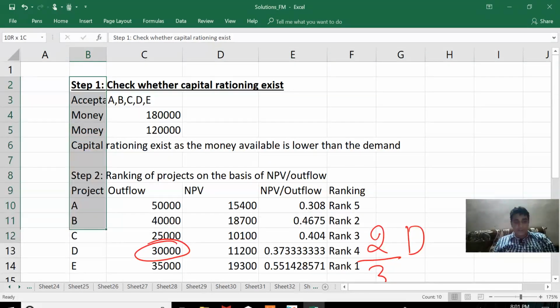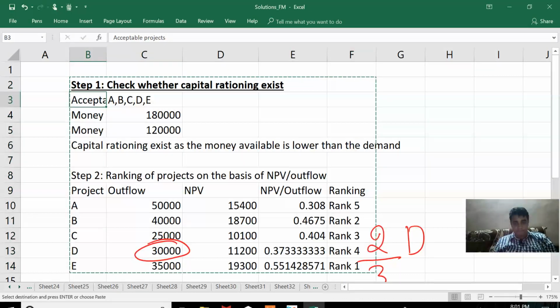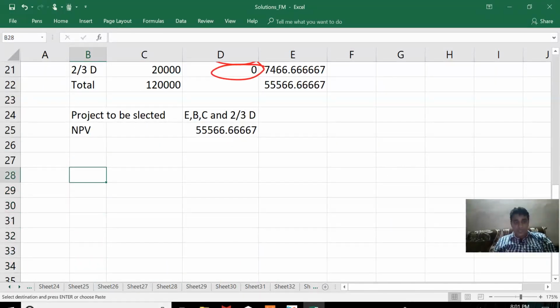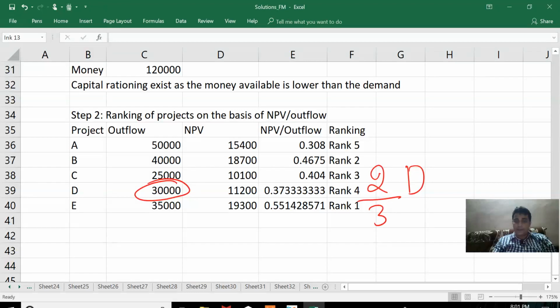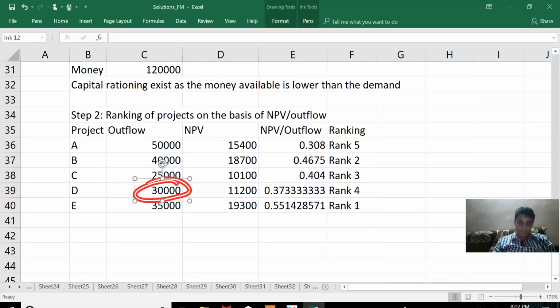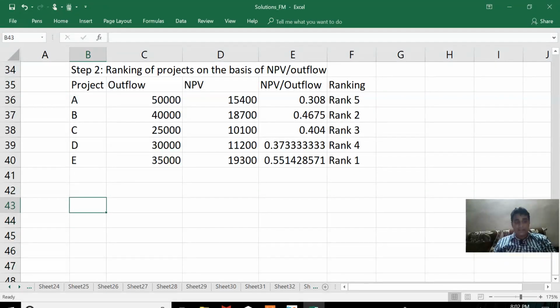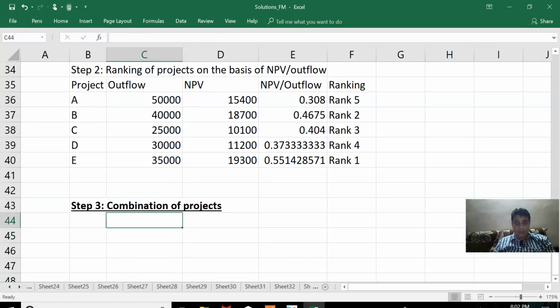In indivisible projects, this remains exactly same. You first check whether capital rationing exists. Yes. Then you do ranking. Till that everything remains same. My step 3 is combination of projects. There's no concept of allotment. You go through a combination approach. Now I'll take you through what happens in a combination approach. Projects, money invested, NPV earned.